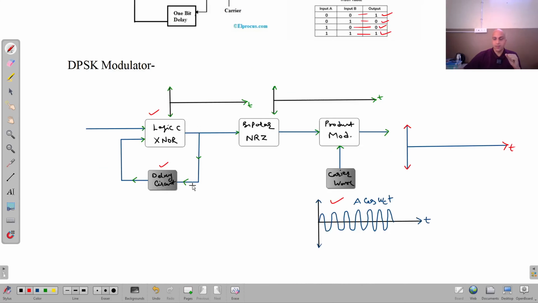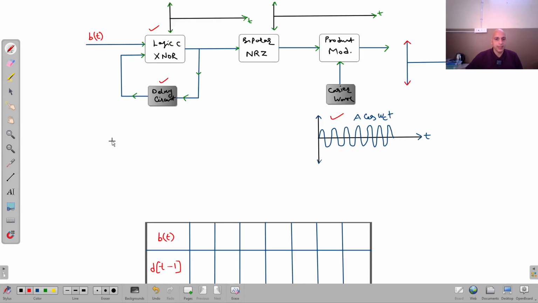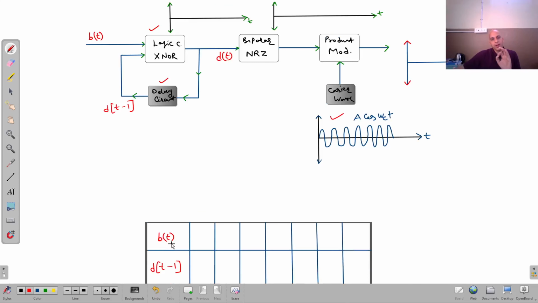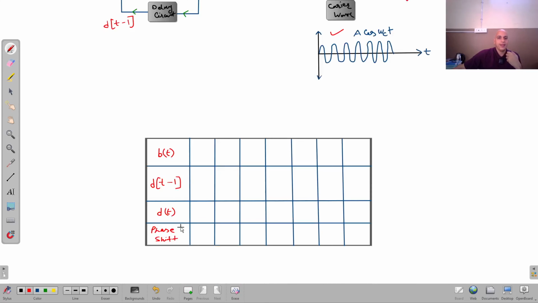Let this incoming bit stream be represented as b(t). And this delay, whatever delay we are getting here, is represented as d(t minus 1). The output is represented as d(t). You can see it in the table. So first of all, I want to draw the table, and then after that things will become very clear.